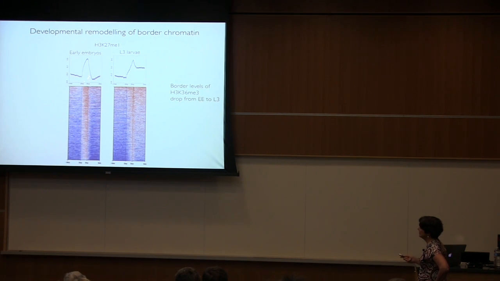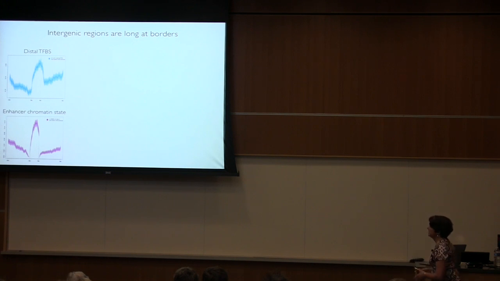Now we don't see the peak right at the border, but we gain a lot of H3K27 monomethyl now in the active region. And as I say, we don't know what the function of this is, but it's a very striking remodeling that we're going to look into. At the same time, the levels of K36 trimethylation in the border regions, I don't have a slide to show you this, drop actually from early embryo to L3.